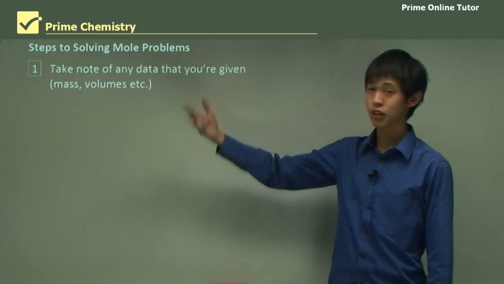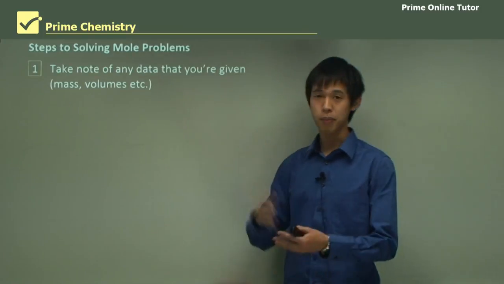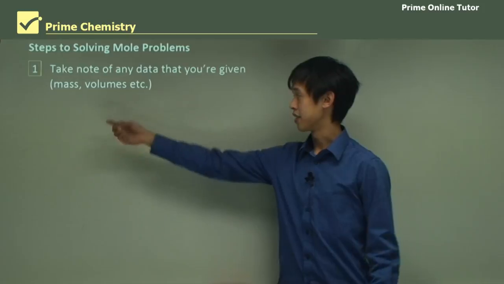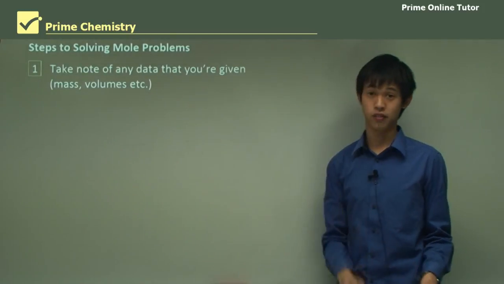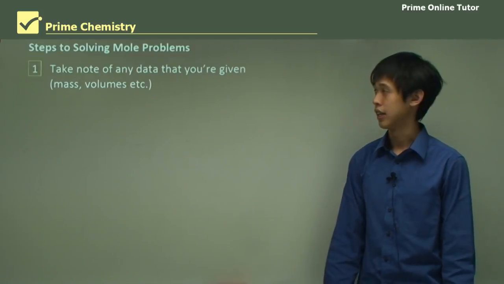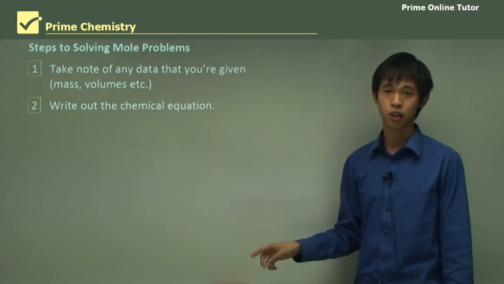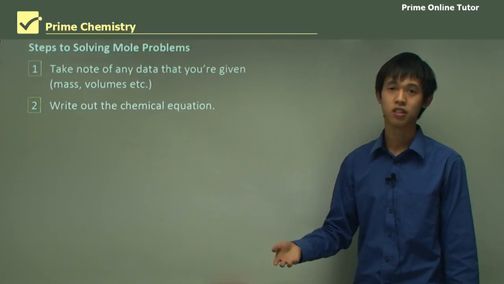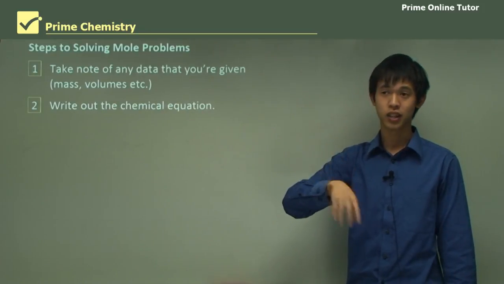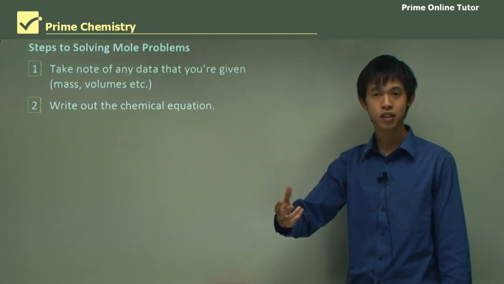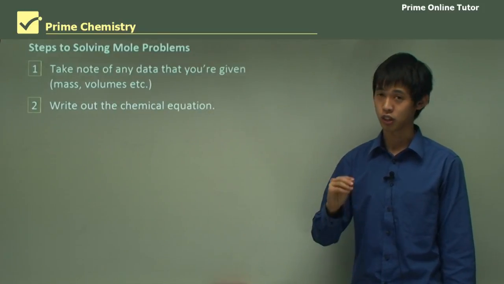So take note, firstly, you always take note of any data that you're given. So mass of a chemical, how much they weighed it as, volume of gas that they released, anything like that. Write it down somewhere. That's useful. Next step is always to write out the chemical equation. Of course, unless it's given to you, then just look at it, make sure you know what it is. But in the reaction, when they tell you that something is reacting with something else, write that equation, because that will help you solve the question almost assuredly.